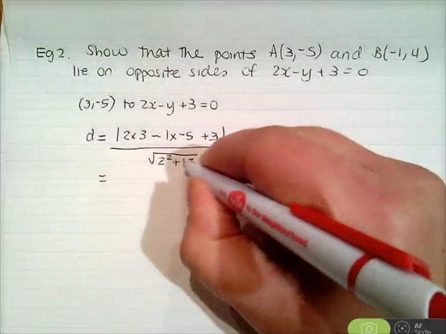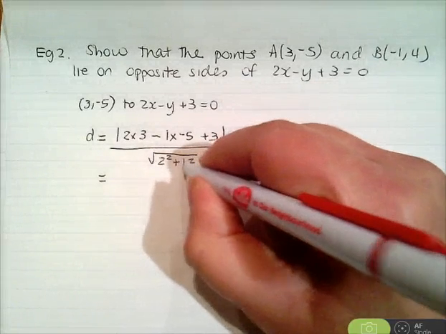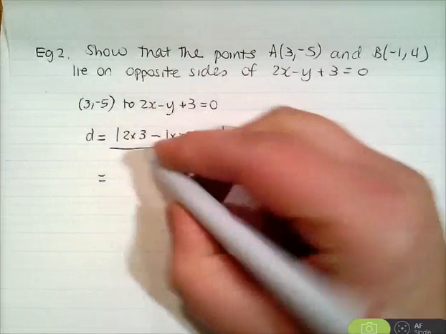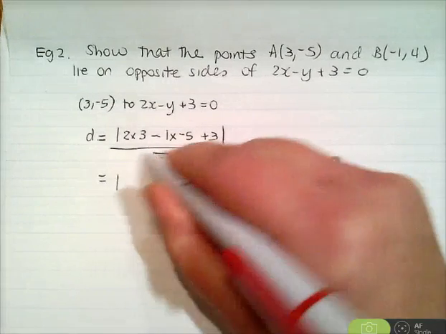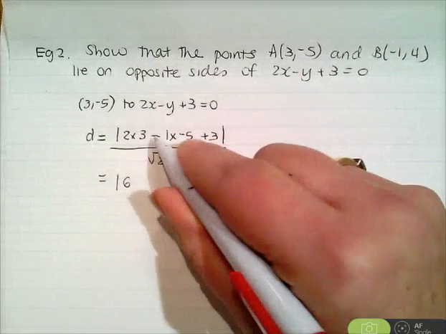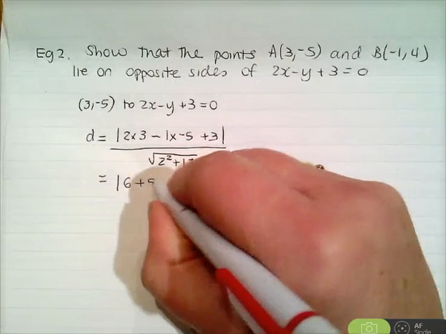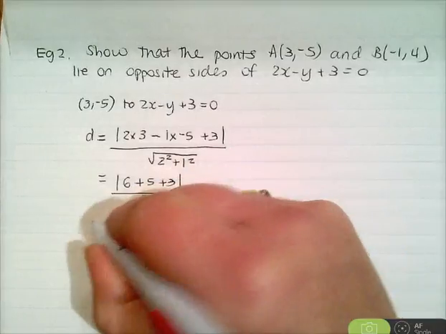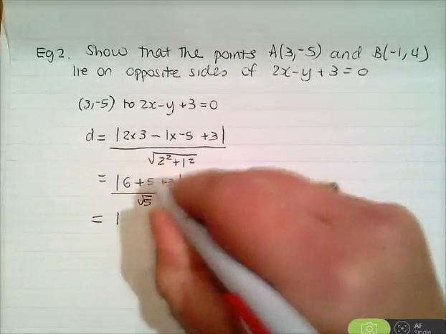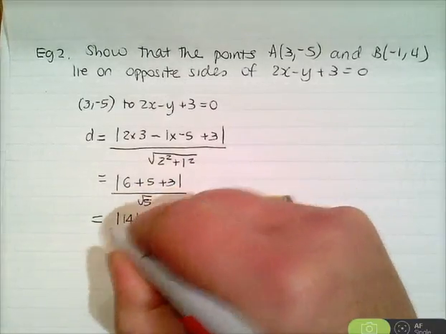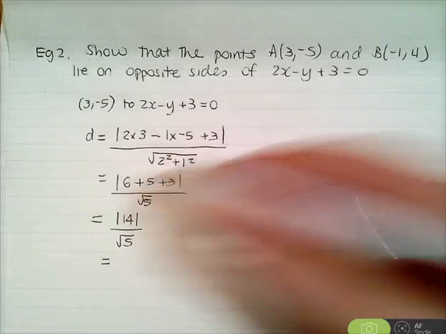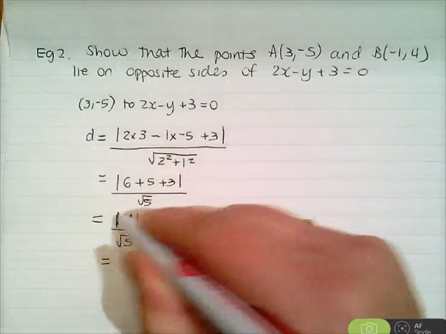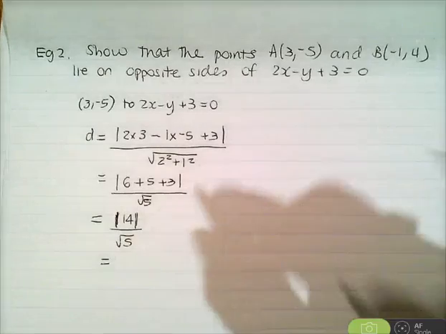Which is actually 2 squared plus -1 squared, but when you square the -1, you get +1 anyway, so we'll just leave it like that. So we get the absolute value of 6, and this becomes +5 plus 3 over the square root of 5, so that becomes the absolute value of 14 over the square root of 5. Now, because that is positive, we'll just leave that at the moment because we've got a positive value here, okay?